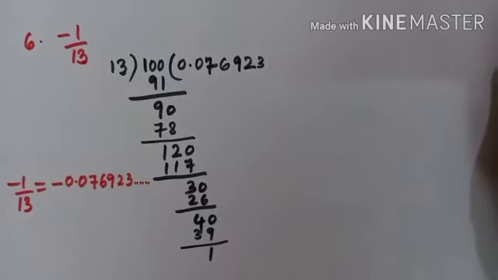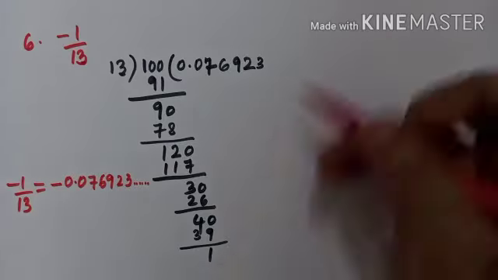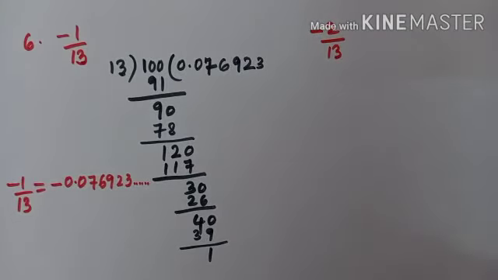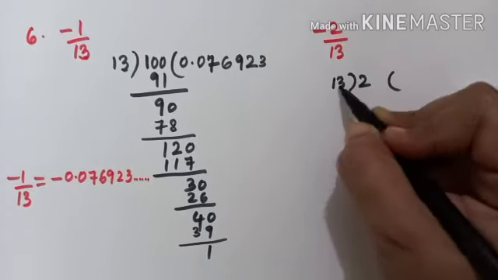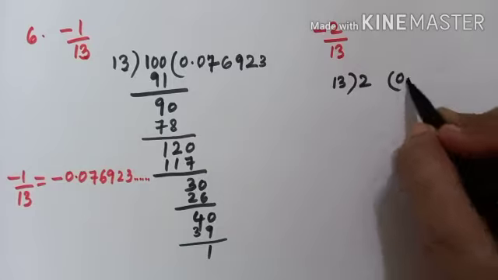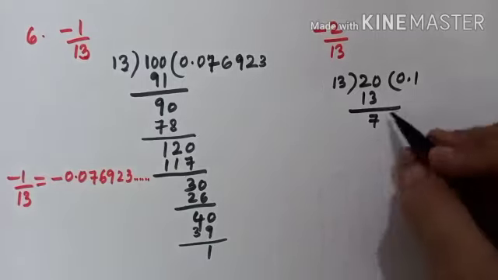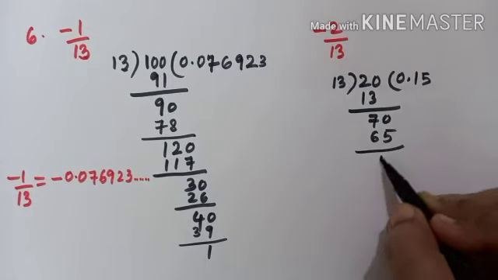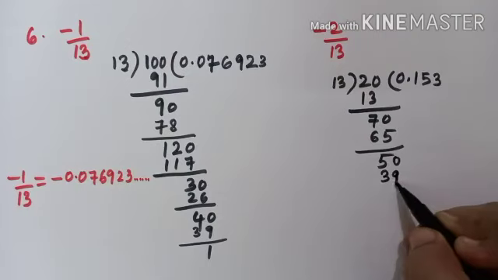Okay, so now in this question itself, two more questions have been given. That is minus 2 by 13. Minus 2 by 13, the decimal expansion also you have to find out. So minus 2 by 13 means, let us take 2 divided by 13. So here 0.10. 13 ones are 13. 20 minus 13 will be 7. Then 1 0 you're adding. Then 13 5s are 65. 70 minus 65 is 5. Then 1 more 0. Then 13 3s are 39.